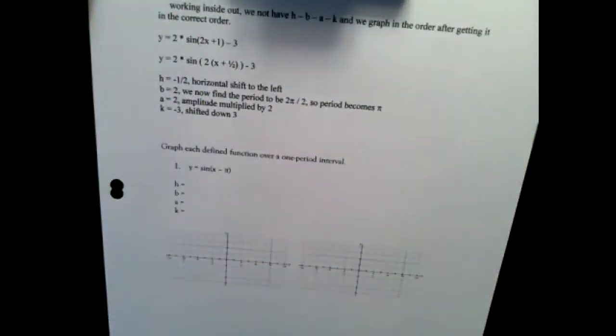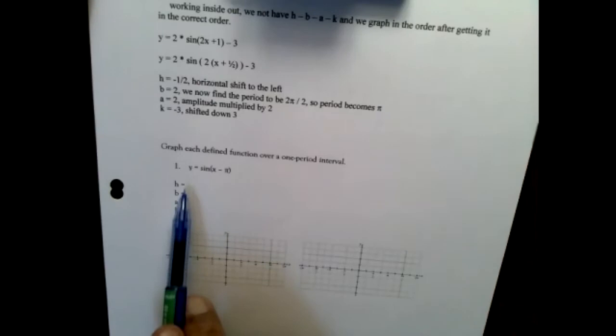Okay, so let's see what we have. We're gonna start doing some simple ones. I want you to take 2 seconds and see if you can follow the steps we just talked about. Identify H, B, A, and K, and then graph it. And I'll show you what I mean. So let's see if we can get H, B, A, and K.